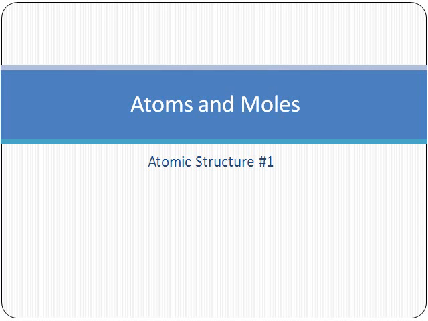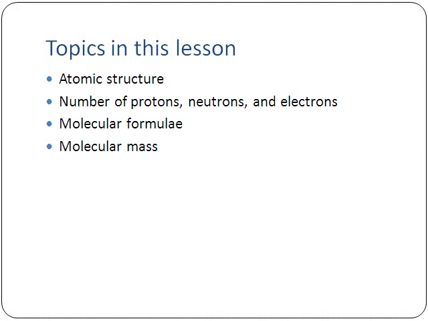Our next unit is going to be on atoms and moles, and this lesson will be on atomic structure. In this unit, we are going to talk about four things. We're going to talk about the basic structure of the atom. We're going to talk about how to figure out the number of protons, neutrons, and electrons in any particular atom. We'll talk about how to combine atoms in a molecular formula, and how to figure out how many atoms of each type are in a formula. And we'll figure out how to determine the molecular mass of a molecule.